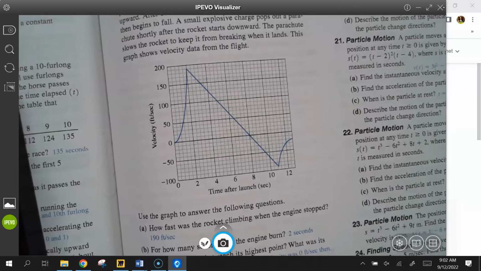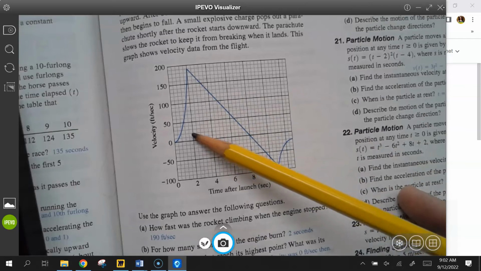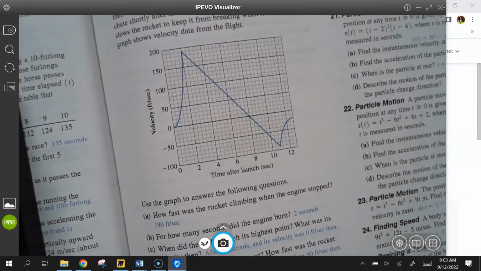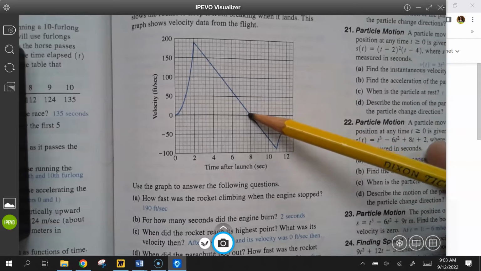So let's see if we can read the velocity, right? All right, so it looks like my velocity is positive here, yes? It doesn't change signs until I hit about 8 seconds.